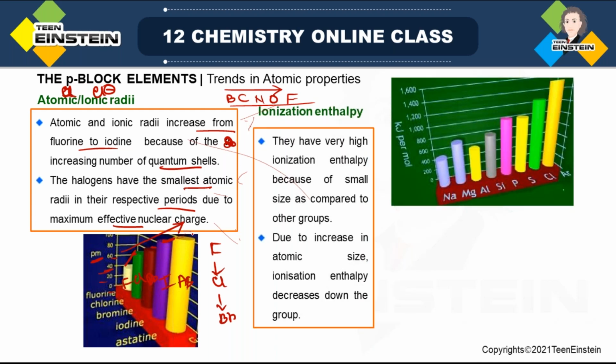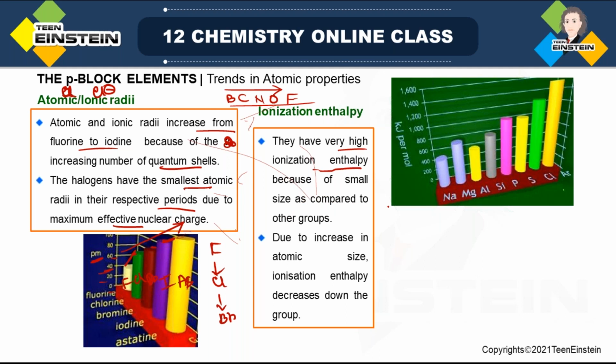Now next is ionization enthalpy, another atomic property. Ionization enthalpy is the amount of energy required to remove the most loosely held outermost electron, that is the valence electron, in its gaseous state. Now when you are removing the electron very easily, that means you are not providing a very high amount of energy. That means we will say ionization enthalpy is very low. So halogens have very high ionization enthalpy as compared to other groups because of their small size.